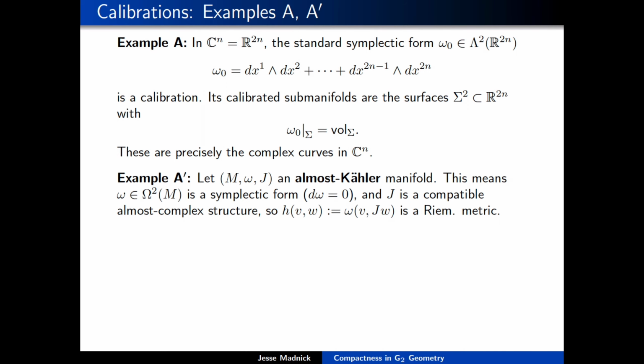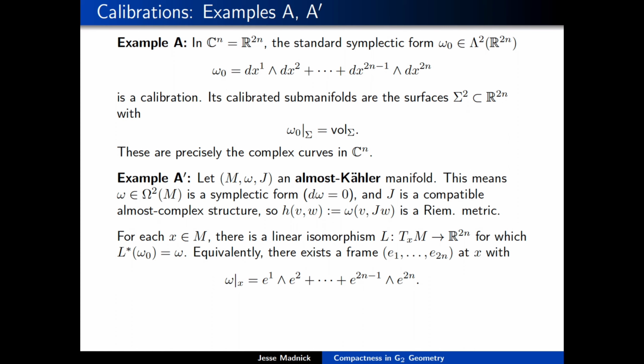So here's a generalization of example A. This is sort of a nonlinear curved version. Let (M, omega, J) be an almost Kähler manifold. This is just the setting we saw earlier, wherein omega is a symplectic form, a non-degenerate 2-form that's closed, and J is a compatible almost complex structure. We say it's almost Kähler just because J is not required to be integrable, per se.